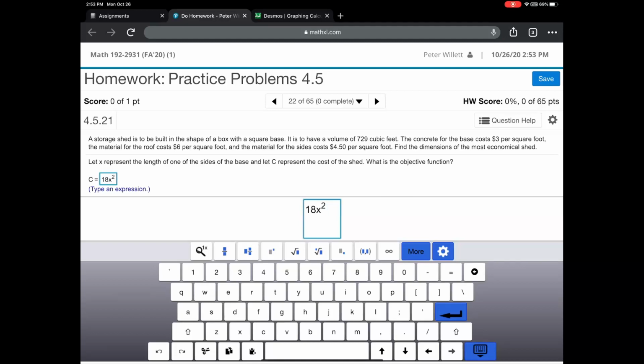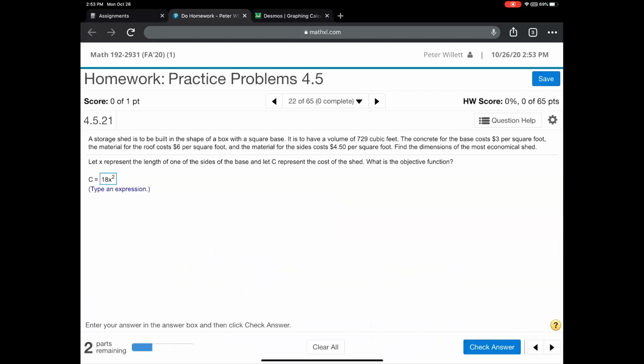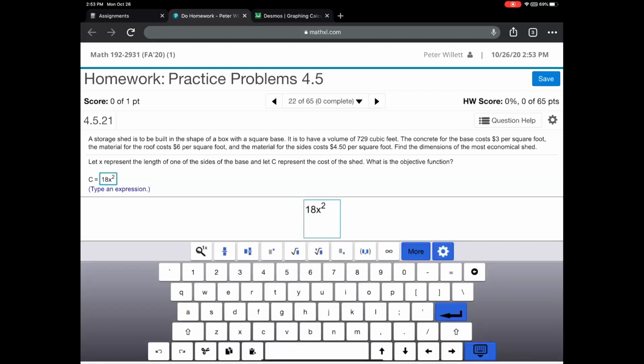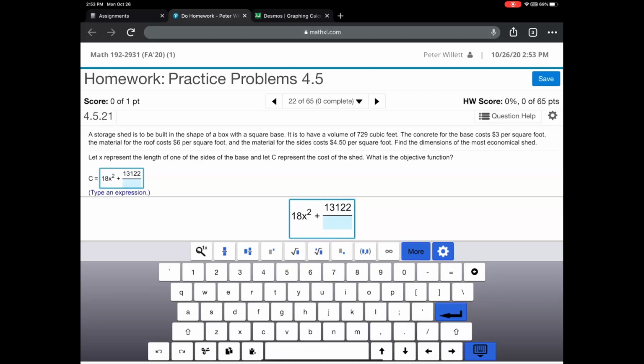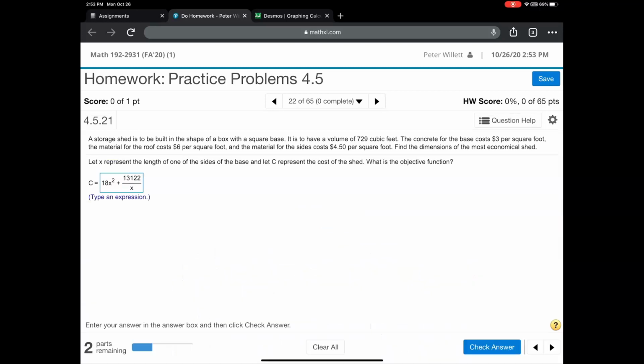So where do I find a plus on this little calculator thing? Let's do keyboard. Whoop, that was not the keyboard. All right, I'm going to pull out my keyboard so I can enter this value in. I'm sure it's on here somewhere. So plus is there. Let's go in here. Plus, and then I think I had 13122 divided by x. Okay.